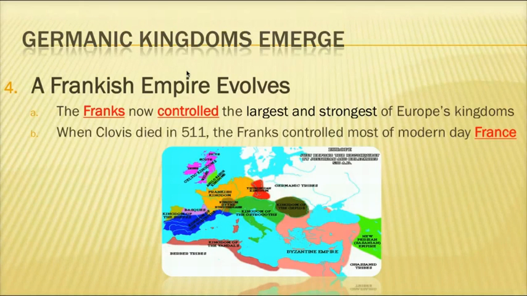So when Clovis died in 511, the Franks controlled most of modern-day France. It's a very good piece of land. It's good for farming. There's several rivers there. So it's definitely a good piece of property for the Franks to control. Again, we're looking at right in here. You can see the Frankish kingdom here in yellow.